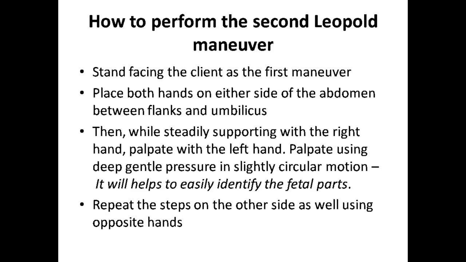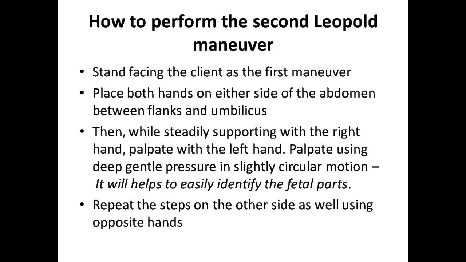So how are we going to perform this? You stand at the right side of the mother, facing the face of the mother. Then place both hands at the side of the mother's abdomen, between the flank region and the umbilicus. With one hand you support one side of the abdomen, and with the other hand you palpate the abdomen. Apply deep but gentle pressure, and palpate in a circular motion so that you can identify the fetal parts easily.